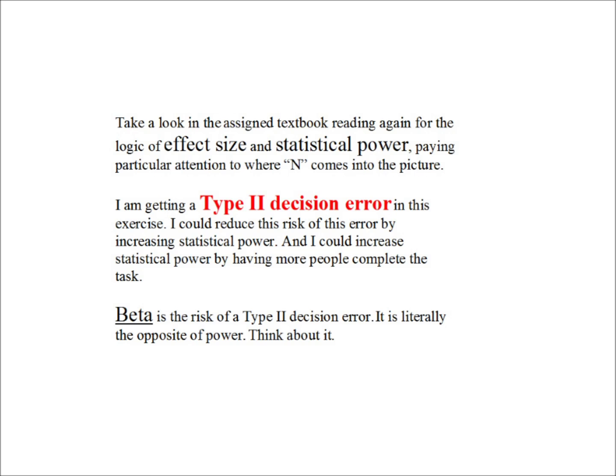Take a look in the assigned textbook reading again for the logic of effect size and statistical power, paying particular attention to where the sample size comes into the picture. I am getting a type 2 decision error in this exercise. I could reduce the risk of this error by increasing statistical power. And I could increase power by having more people complete the task. Beta is the risk of a type 2 decision error. It is literally the opposite of power.